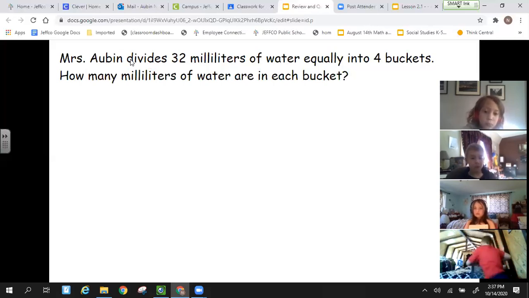So think about it. Mrs. Aubin divides 32 milliliters of water equally into 4 buckets. She poured 8 milliliters of water in each bucket. Would that work? Yeah, 8, 4 times. But if I multiplied and I got 128, and I said Mrs. Aubin divides 32 milliliters of water equally into 4 buckets, each bucket had 128 milliliters?